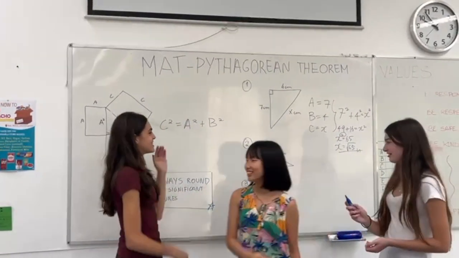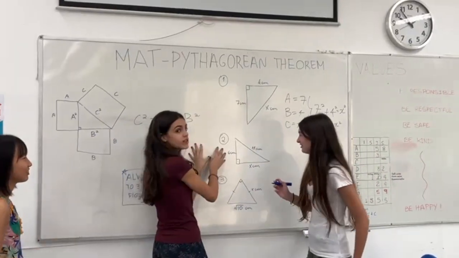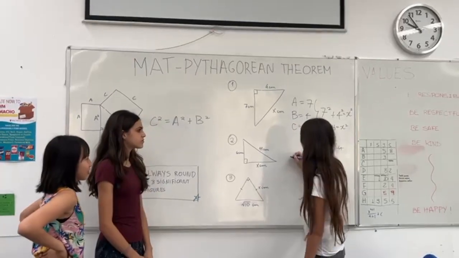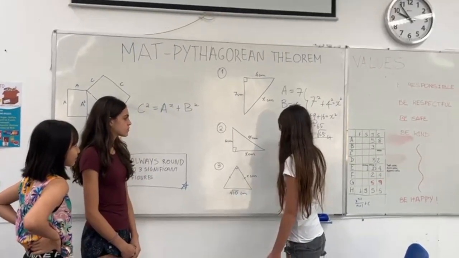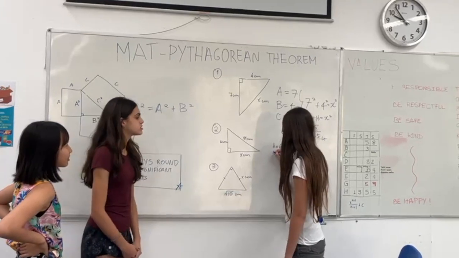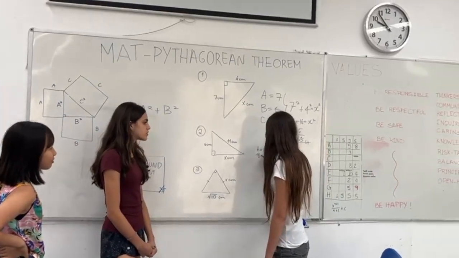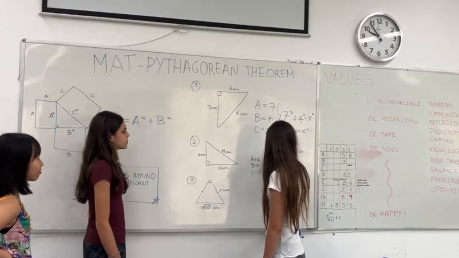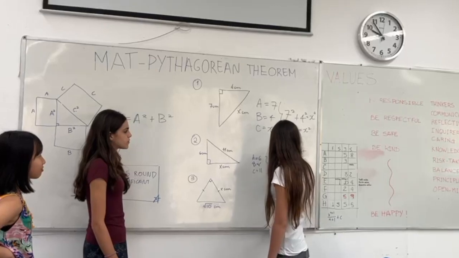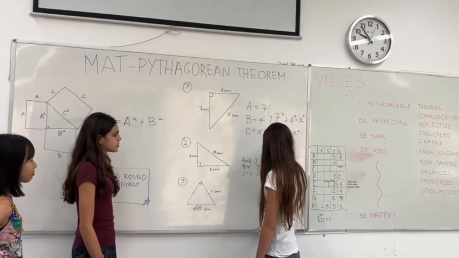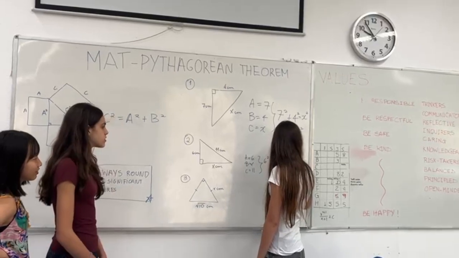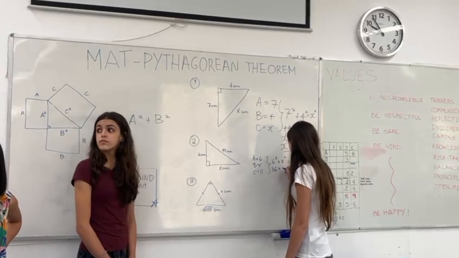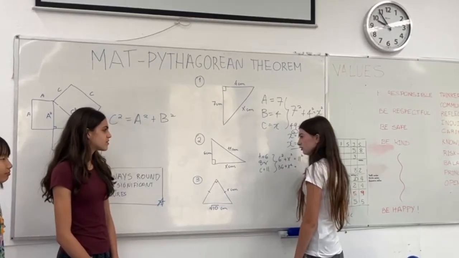Okay, this is the second exercise where we know one of the legs and the hypotenuse, so we're missing the second leg. So a equals 6, b equals x, and we have the hypotenuse c equals 11. So 6 squared is 36 plus x squared equals 121.